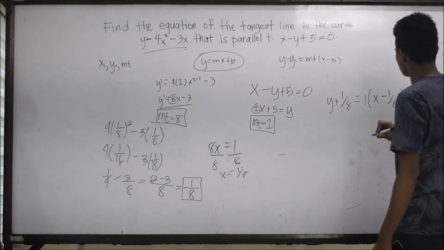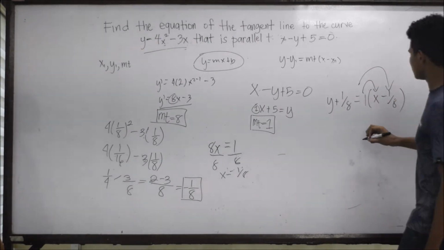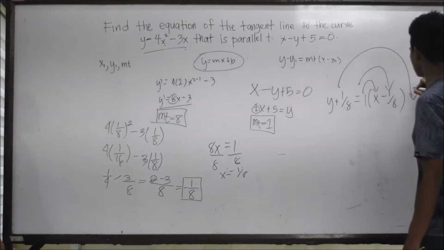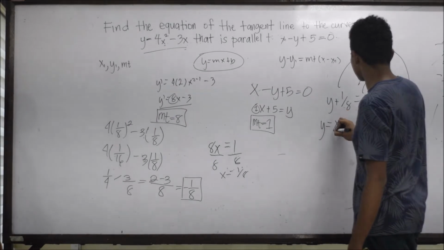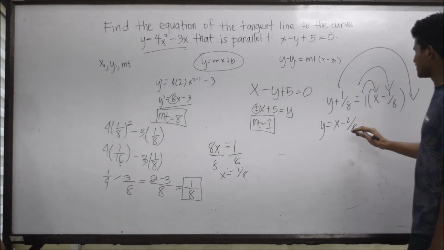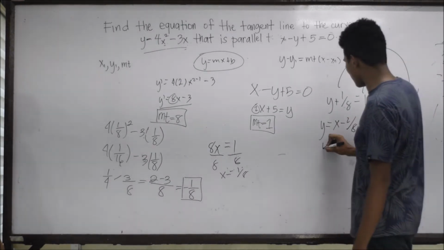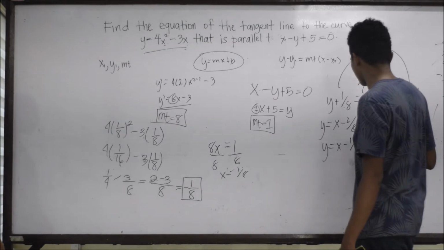So multiply it by 1, and transpose this, we will get y is equal to x minus 2/8, but this is still divisible, so the final answer would be y is equal to x minus 1/4.